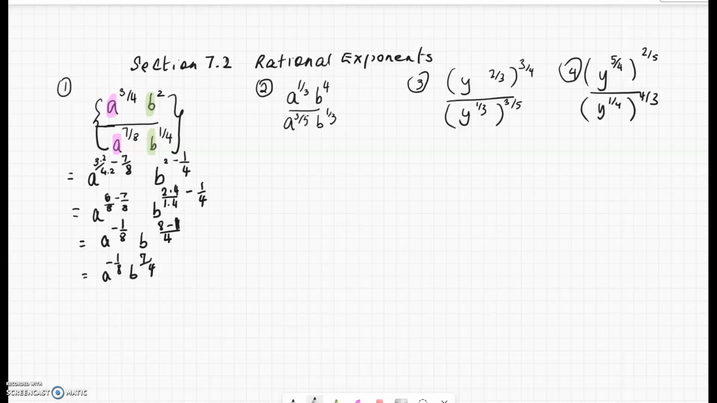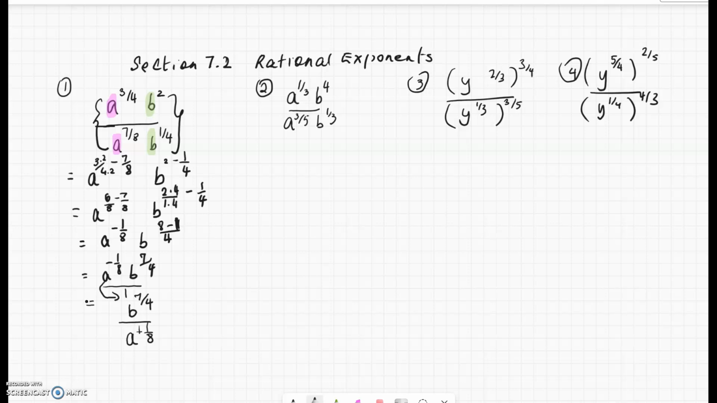Now usually we write the answer with positive exponents. So remember, this is over 1. If we moved the a down, the b is still in the numerator with a 7/4, and the a moves to the denominator and we change the sign of the exponent from negative to positive.